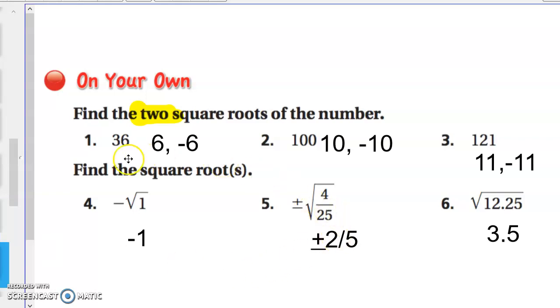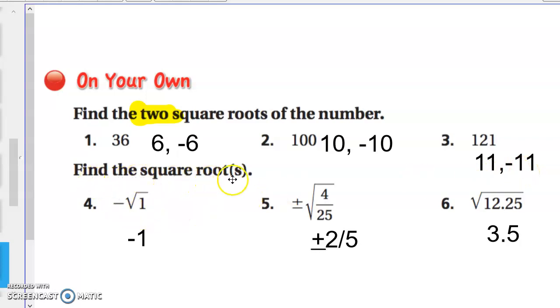All right, so checking your answers, the 2 square roots of 36 would of course be 6 and negative 6. The 2 square roots of 100 would be 10 and negative 10. Those 2 square roots of 121 would be 11 and negative 11.